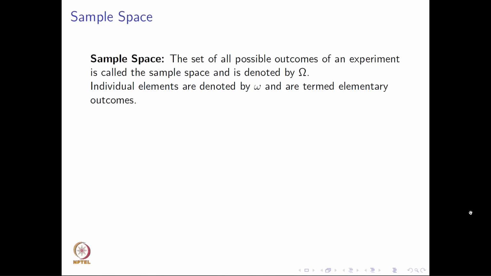Okay, to start this tutorial, we'll look at the definitions of some of the fundamental concepts. The first one to consider is that of the sample space. The set of all possible outcomes of an experiment is called the sample space and is denoted by capital omega. Individual elements are denoted by small omega and are termed elementary outcomes.